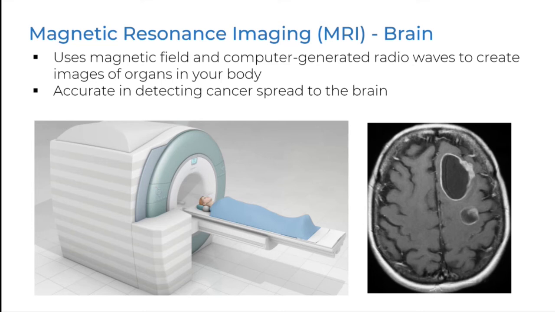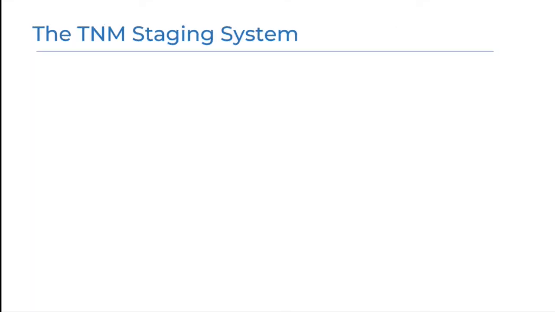This is an example of an image of small cell lung cancer that has already spread to the brain. It will manifest as spots, and oftentimes will be associated with symptoms, but sometimes can also be associated with no symptoms at all. So that's why we do these MRIs as part of the staging process.